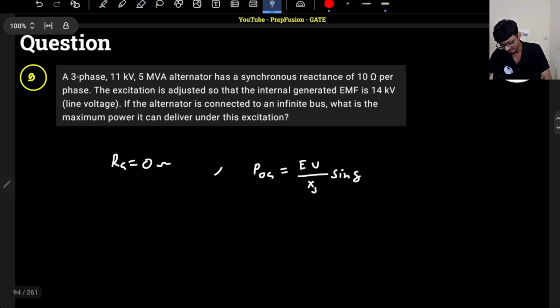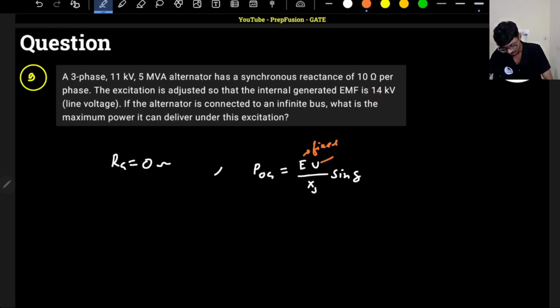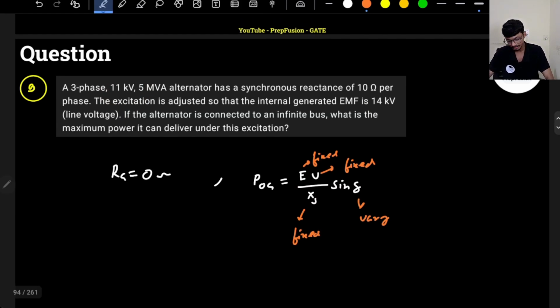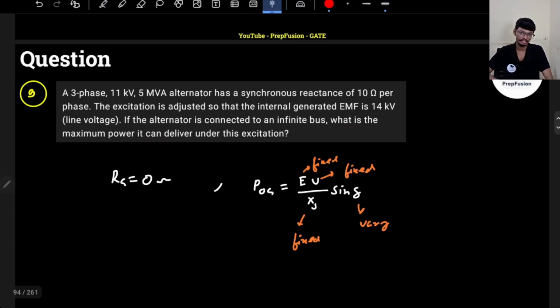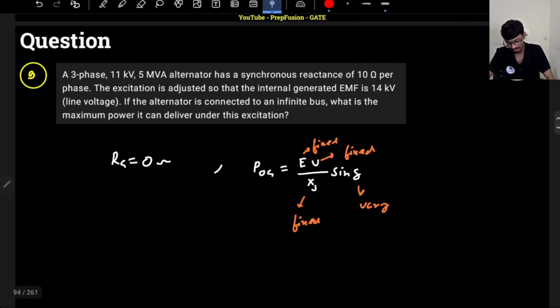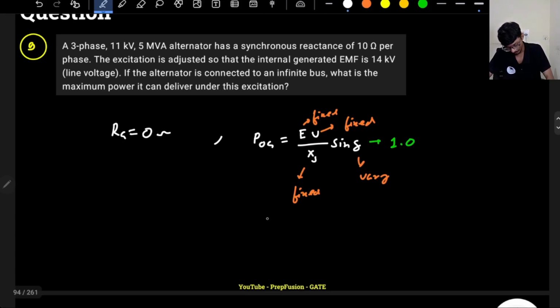So what things have they fixed? They have fixed the excitation, so this is fixed. Obviously the terminal voltage will be fixed, right? It's 11 kilovolt divided by root 3. XS is obviously fixed. What can vary? Delta, the power angle, can vary. Now they are telling me what is the maximum power it can deliver. The maximum power that it can deliver will be when sine delta is maximum. When is a sine function maximum? When it is 1. The maximum value of sine delta is 1. So the maximum power that my generator can deliver is EV divided by XS.